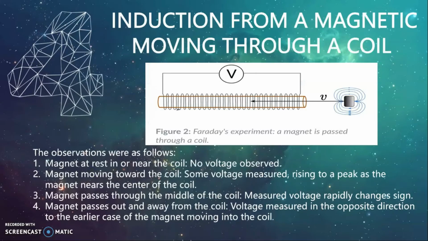Lastly, we have induction from a magnet moving through a coil. So there is a Faraday experiment where a magnet is passed through a coil. As we can see here, when the magnet is at rest in or near the coil, no voltage is observed. Secondly, the magnet moving towards the coil and some voltage is measured, rising to a peak as the magnet nears the center of the coil. The magnet passes through the middle of the coil and measured voltage rapidly changes sign. And lastly, the magnet passes out and away from the coil, voltage measured in the opposite direction to the earlier case of the magnet moving into the coil.